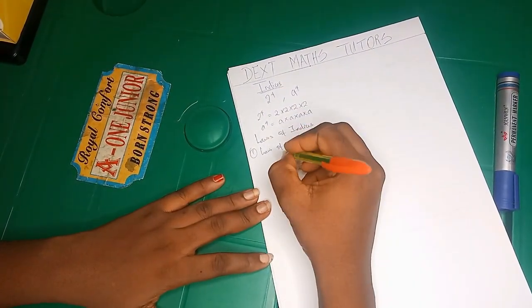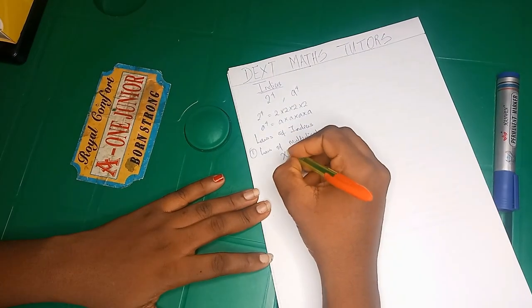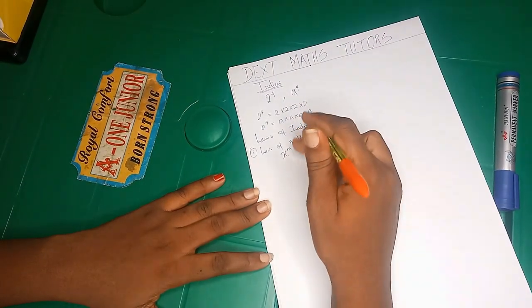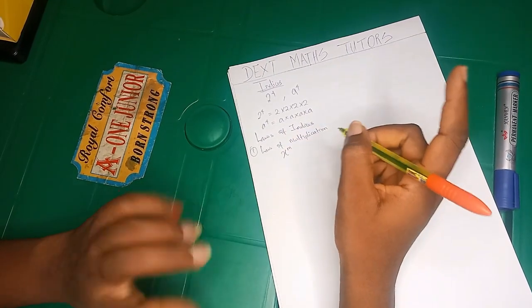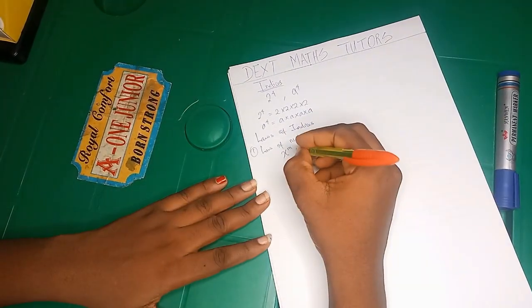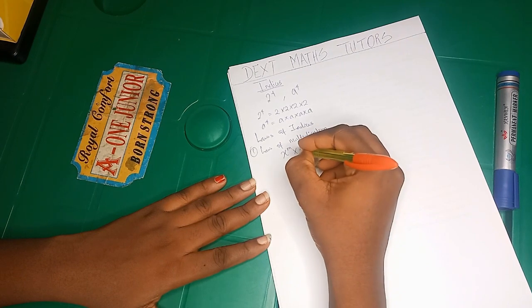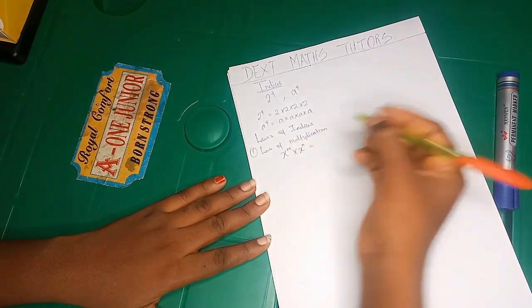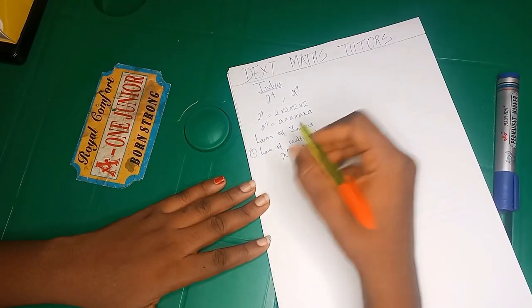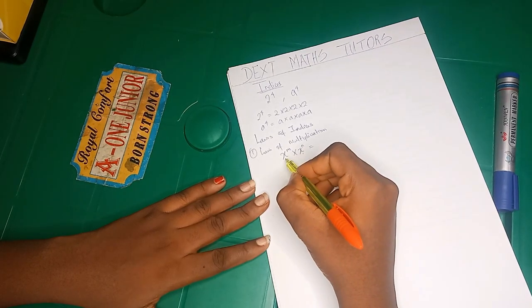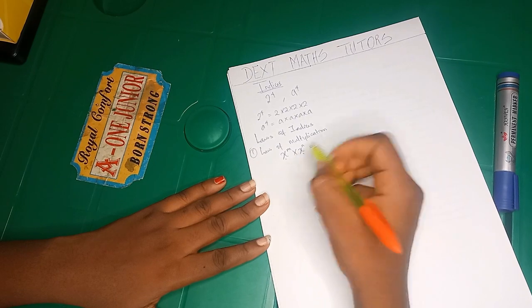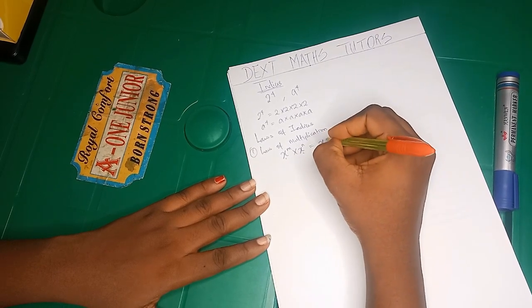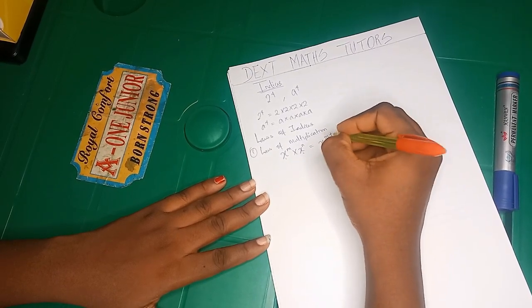The law of multiplication says that, let's say we have a variable x raised to the power of m, and the second one, x again raised to the power of n. Once they have the same base, like this x and this x, and they are joined together by the multiplication operator, the law says that you can write it as x raised to the power m plus n.